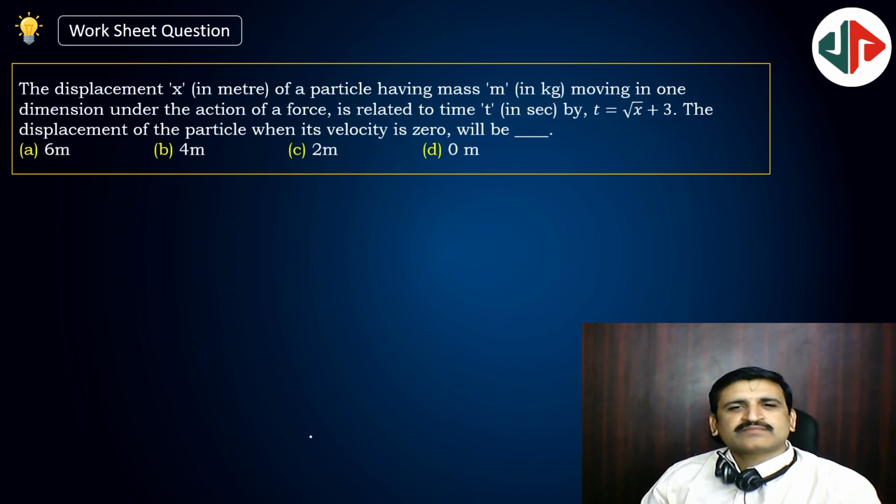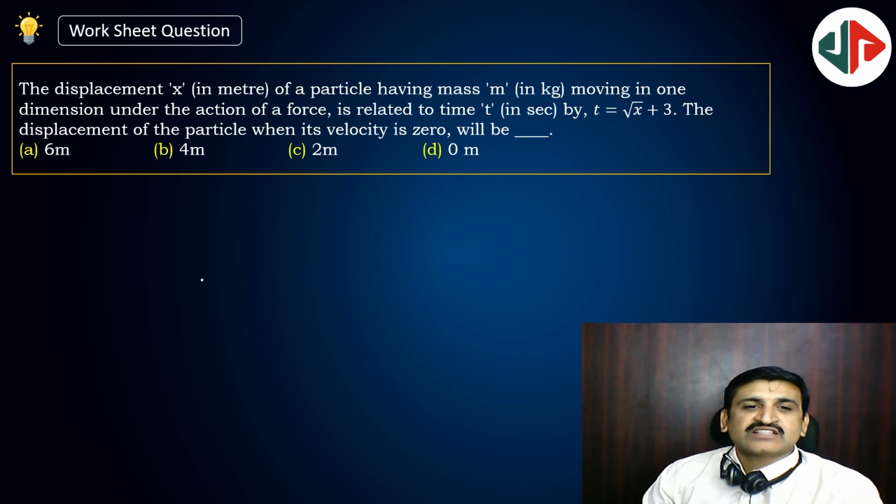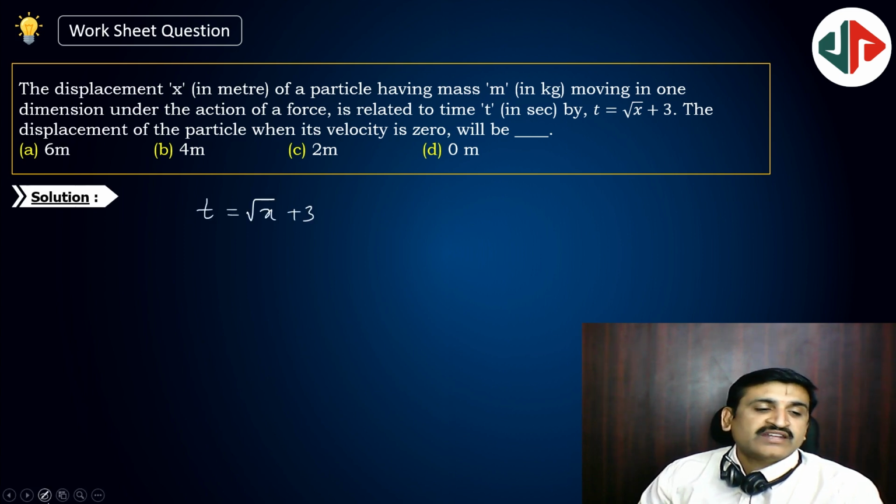the displacement x of a particle moving in one dimension under the action of a force is related to time t by t equal to root x plus 3. The displacement of the particle when its velocity is 0. First of all, given the function t equal to root x plus 3, when will its velocity become 0? That we have to find out. So t minus 3 is equal to root x.